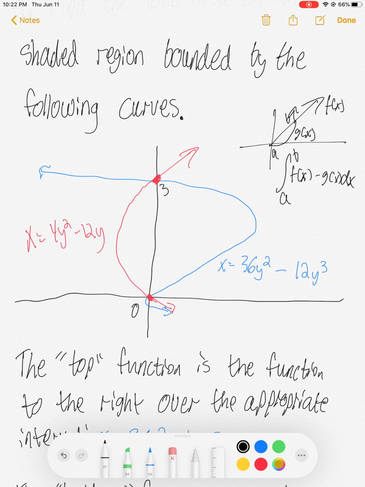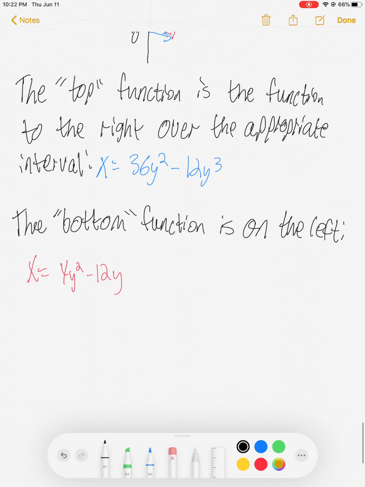I actually forgot to label a couple points. So down here, this is the origin. I think that's clear. Up here, this is at y equals 3. Okay? That's where this top intersection point is.